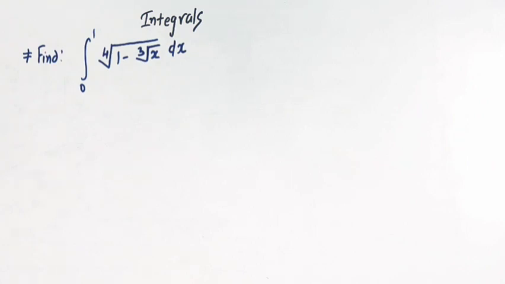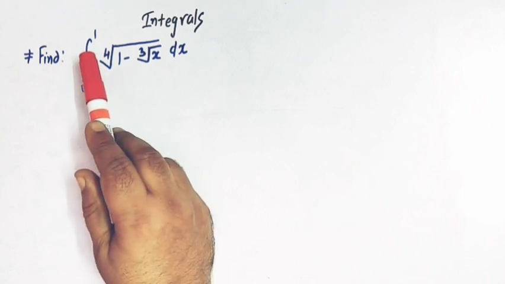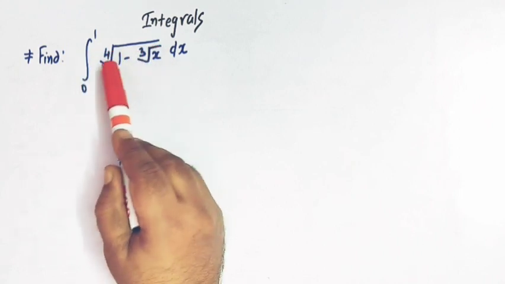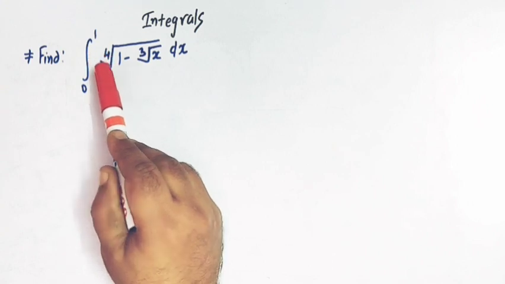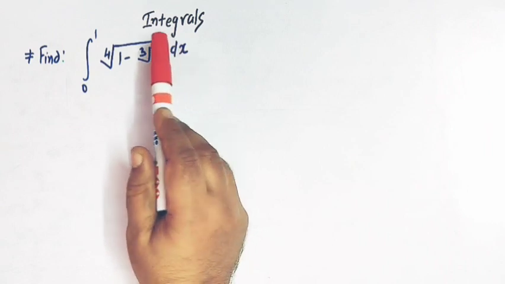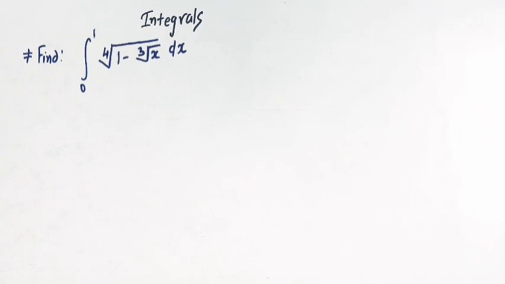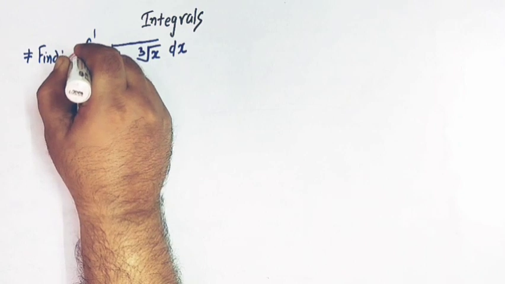Hello viewers, in today's class we are going to discuss yet another important and very conceptual problem from integration. So here we have this problem to solve: the integral from 0 to 1 of the fourth root of 1 minus cube root of x. We'll solve this integral using the concept of beta gamma function. So let us call this integral I.